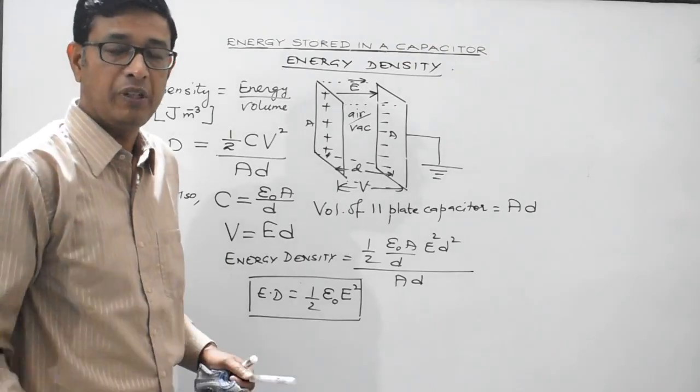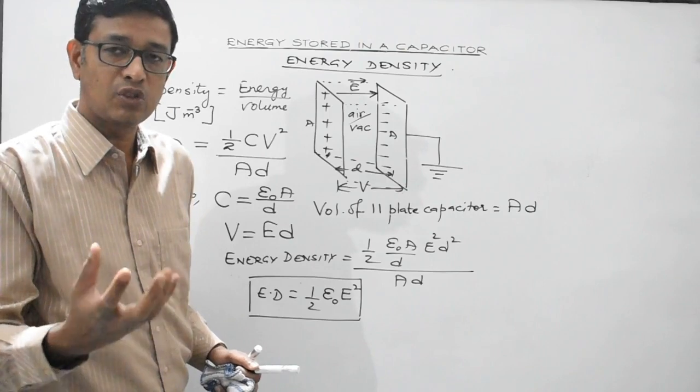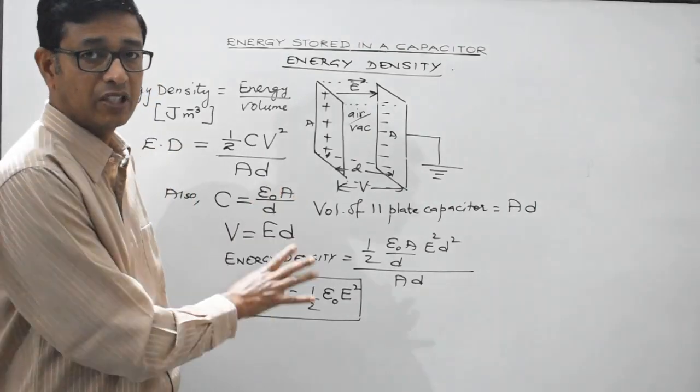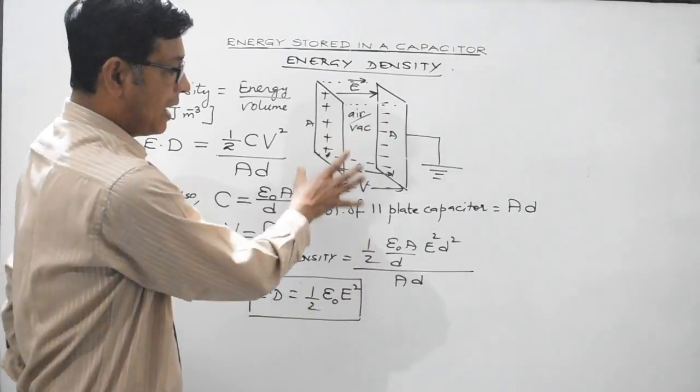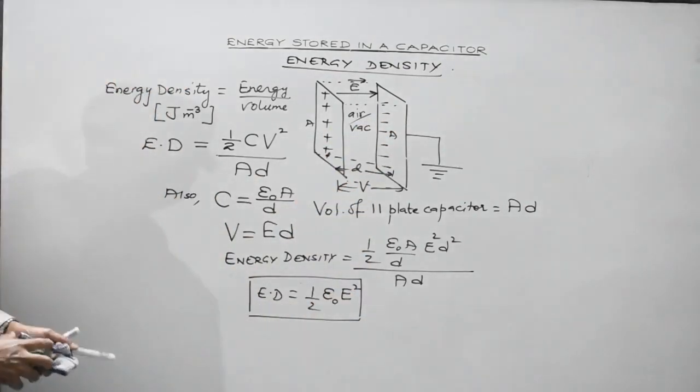So this is the expression for the energy density of a capacitor. Again, I must repeat, energy density is basically the total energy stored in the capacitor per unit volume. Here I found the expression for the energy density of a parallel plate capacitor. So student, this is the result.